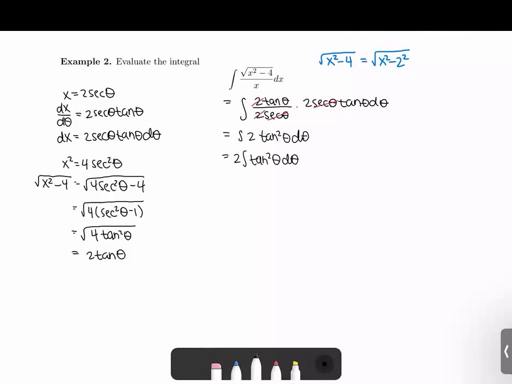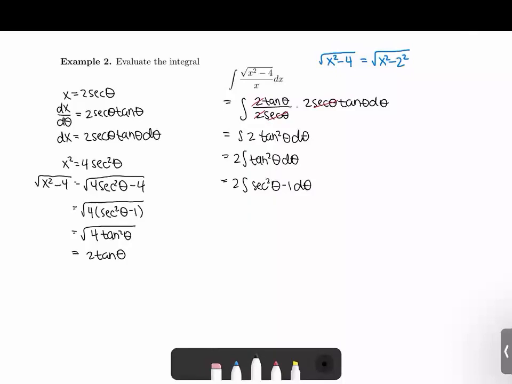And now I need to think about how to integrate tangent squared. Whenever we're doing these trig substitutions, we may need to remember how we integrated powers of trig functions, because we had some rules that whenever we had different powers, we used different identities to rewrite our integrand. In particular, this integral has an even power of tangent. So we're going to rewrite this using that same Pythagorean identity we used on the right-hand side. The tangent squared is secant squared minus 1.